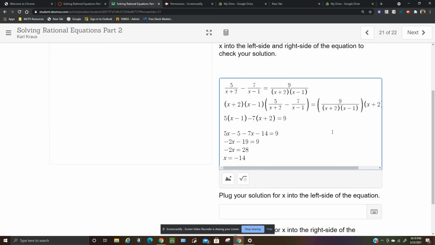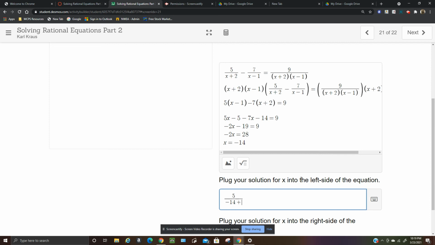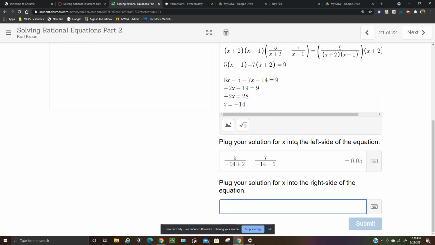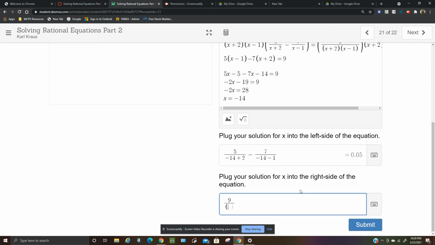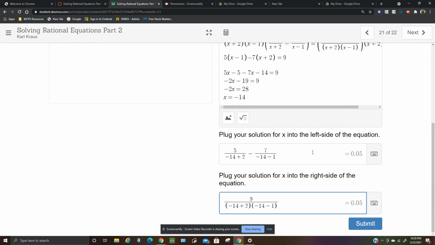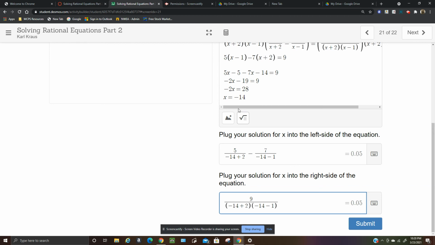And then plug the solution in the left side. So 5 over negative 14 plus 2, and then minus 7 over negative 14 minus 1, I get 0.05. And I'm going to plug the solution on the right-hand side, 9 over negative 14 plus 2 times negative 14 minus 1. And I see that I get the same value, so x equals negative 14 is the correct answer.